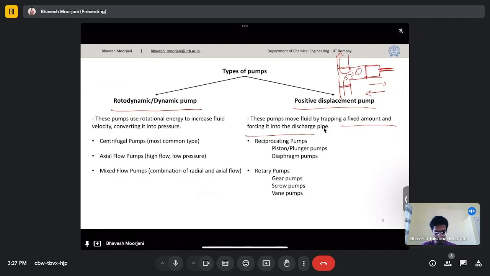Then we have another type, instead of a piston, if you have a plunger, then it's a plunger pump. Then we have the diaphragm pump also. Another type of positive displacement pump is where instead of reciprocating motion, we use rotary movement. So they are gear, screw or vane pumps. So if you remember the gear type flow meters, where the flow rate was calculated based on the fixed volume that was being displaced in the flow meter, right?